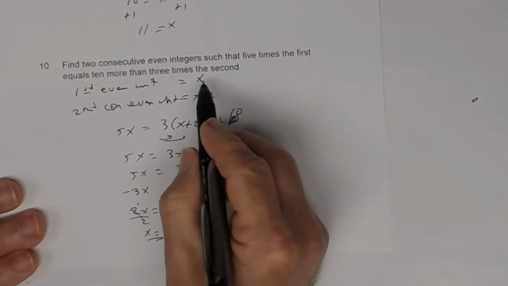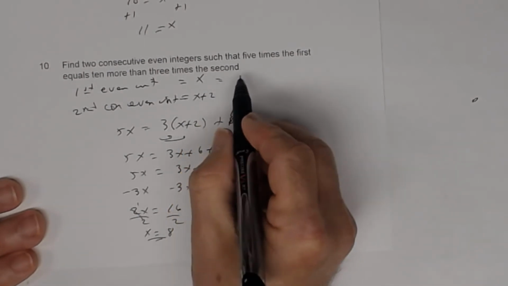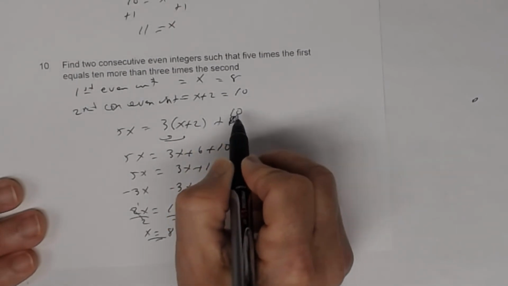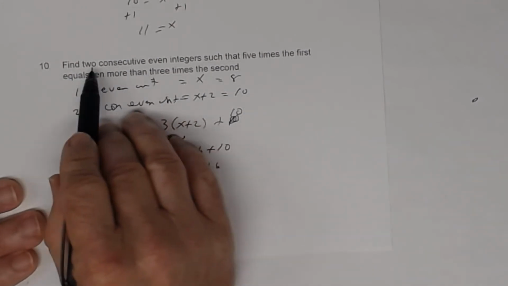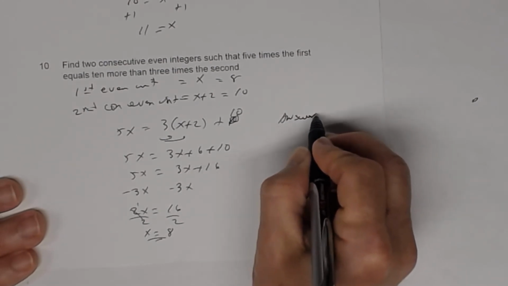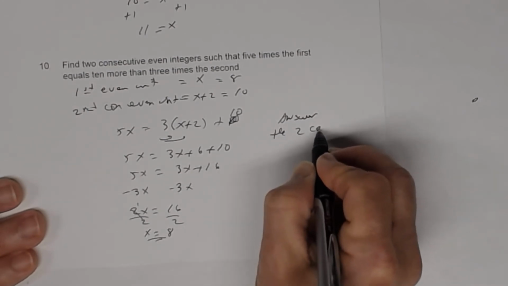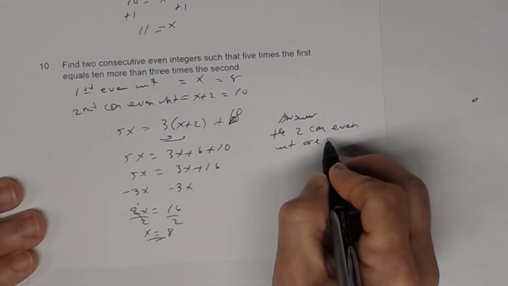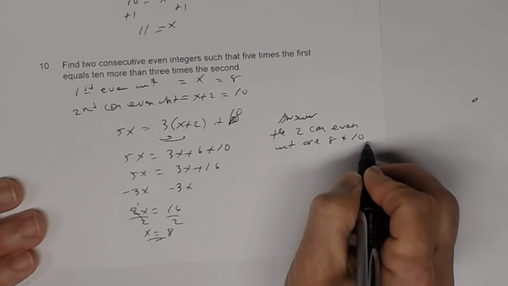All right, so go ahead and label these. So your first one is going to be 8, and the second one is going to be 8 plus 2, which is 10. And answer the question. They want to know this time, find both of them. So you answer, you're going to say the two consecutive even integers are 8 and 10.